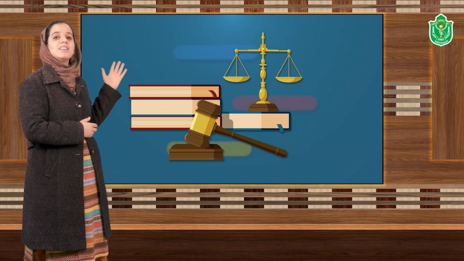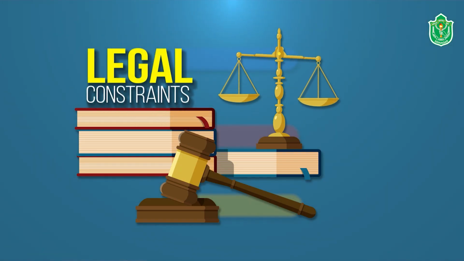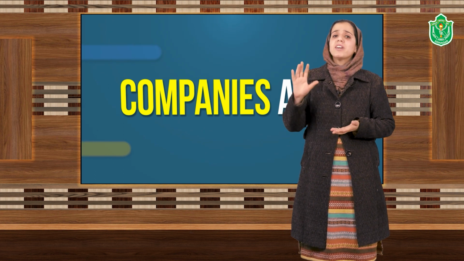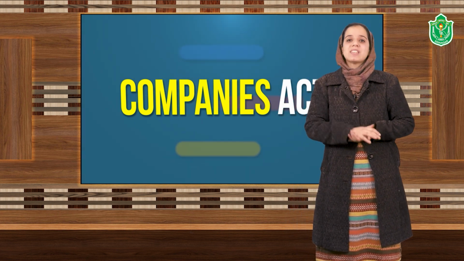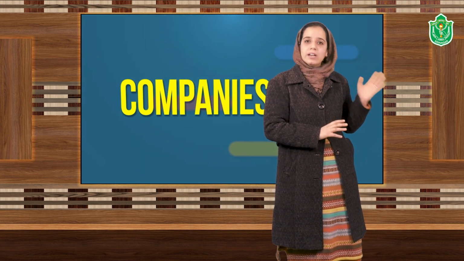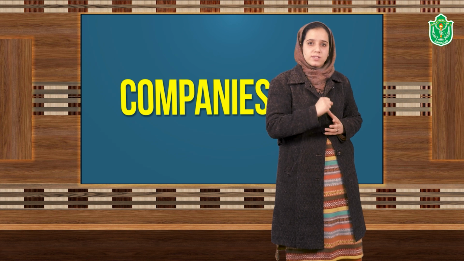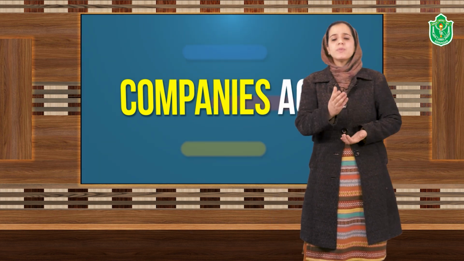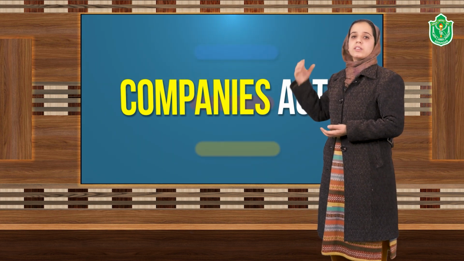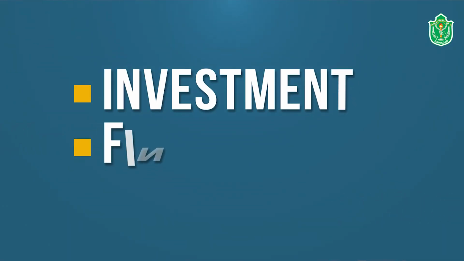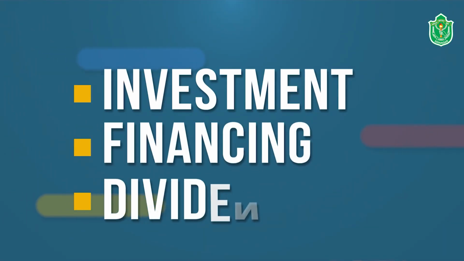Next is legal constraints. Under the provisions of the Companies Act, the company should not declare all the earnings as dividend. They should retain some amount in the form of reserves. So this legal provision also restricts the capacity of the company to declare dividends. With this, we have completed the three decision-making areas. The first is investment, second is financing, and the third is dividend.